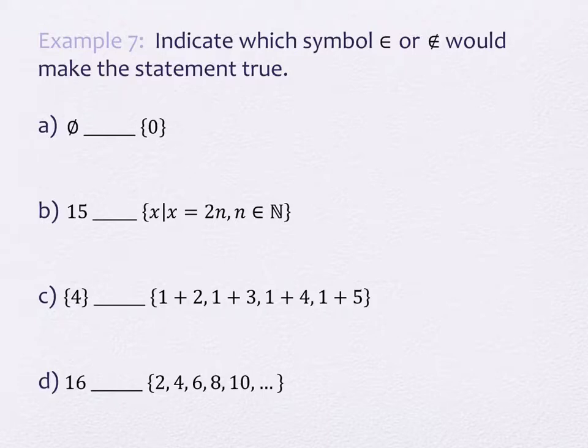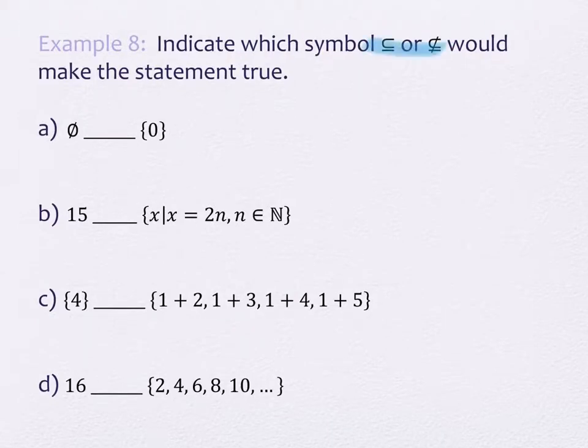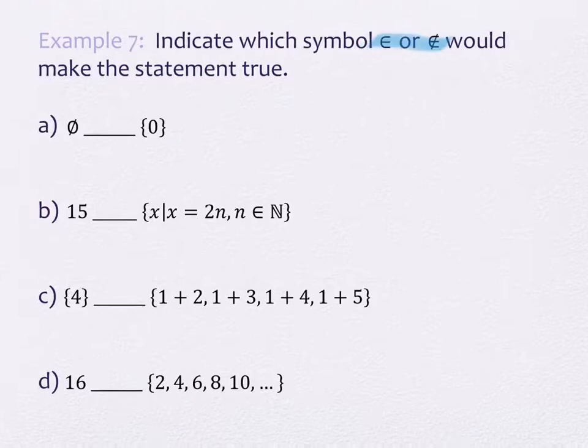Example 7 and example 8 look almost identical. At least parts A through D are the same. The directions are different, though. The part I just erased is what makes them different. Example 7 asks you about elements. Example 8 asks you about subsets. So write that into yourself as a note. This is about subsets, example 8. Example 7 is about elements. And we'll talk about how we think about them differently with these particular questions.